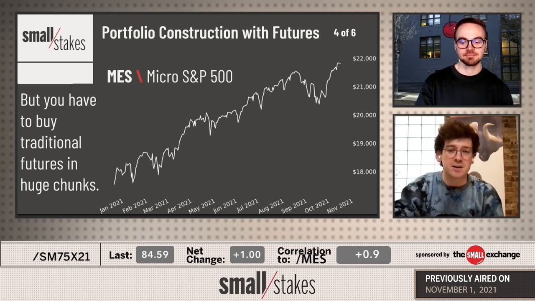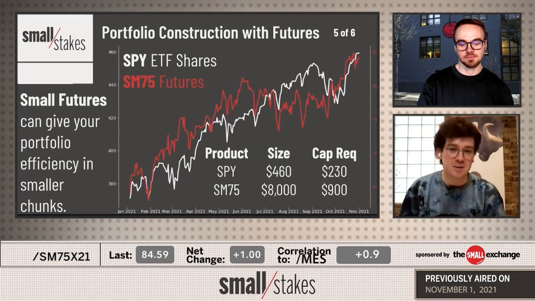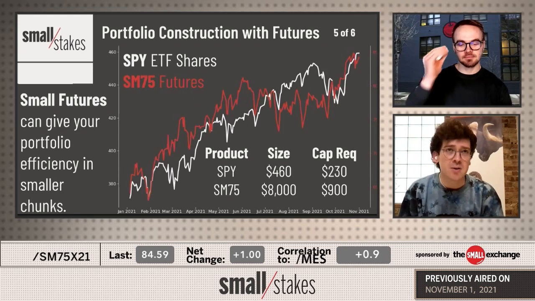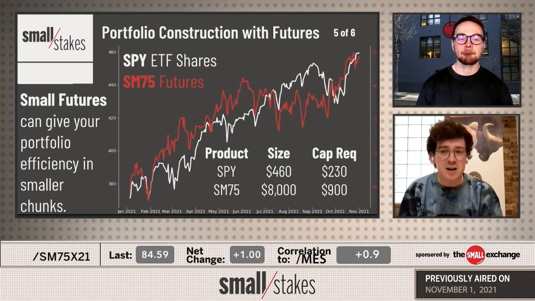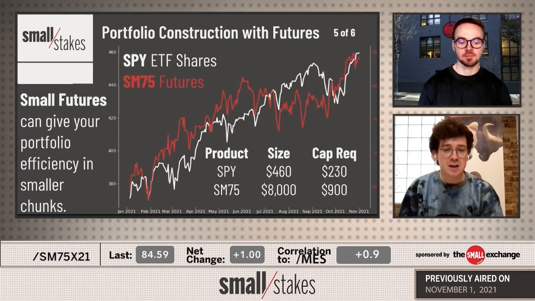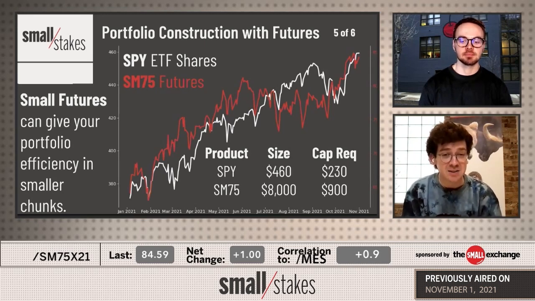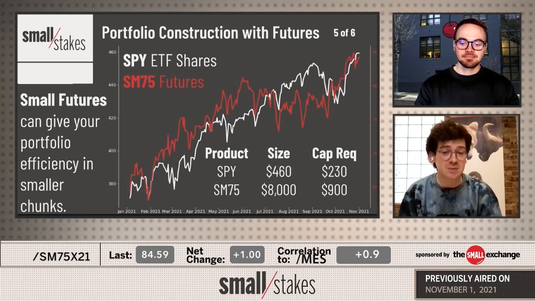Just to offer the fixes that we have, the SM75 is right now about a third the size of the micro S&P 500, and you get the same savings. I'm getting $8,000 worth of stock with the SM75 for just $900. That's really nice, because I can get a little more flexible. At the small exchange, we have equity index products that are $6,000 in size that cost you about $500. We have one equity index product, because pot stocks have gotten hit so bad, the small cannabis futures, a $900 product that costs you less than $200 to trade. I can start to build my portfolio here in stocks.